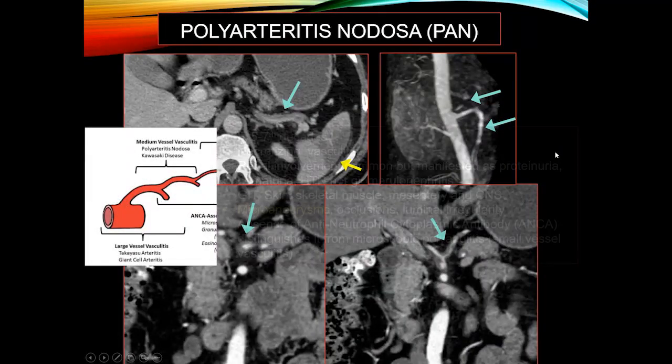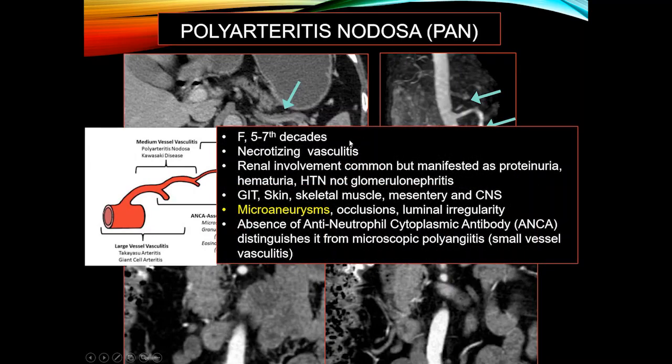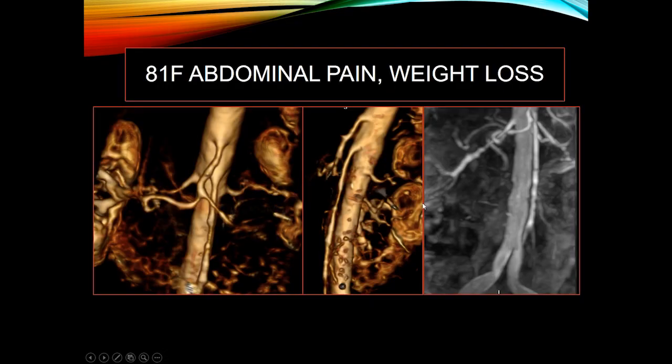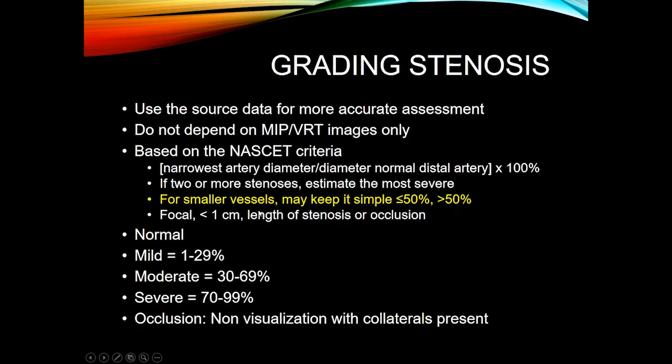This is a medium vessel vasculitis that affects older patients and is considered a necrotizing vasculitis, most commonly involving the kidneys. Again, microaneurysms and occlusive disease may also be a consequence of this arteritis. Here's an 81-year-old female with abdominal pain and weight loss, and again we see a beaded appearance of the celiac, SMA, and renal arteries. This disease process also can affect the carotids, and this is actually FMD and is not vasculitis in this case.